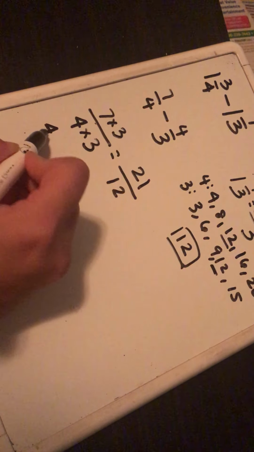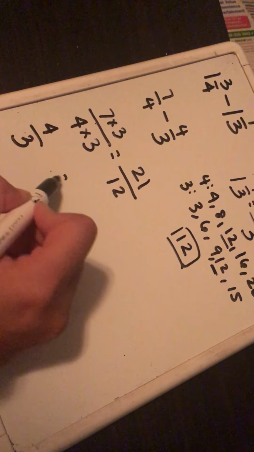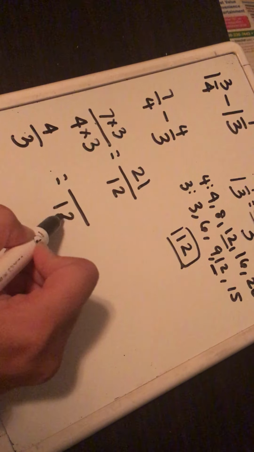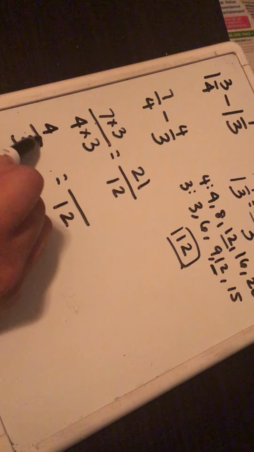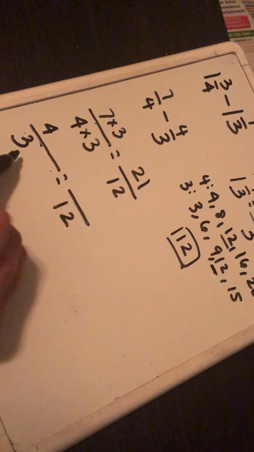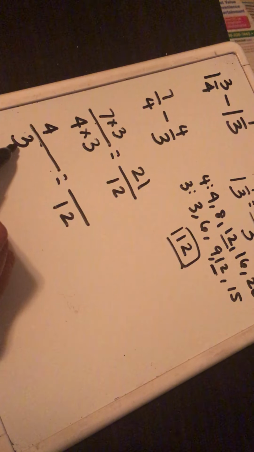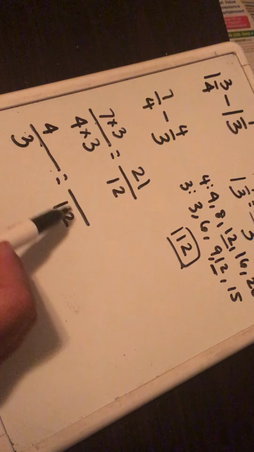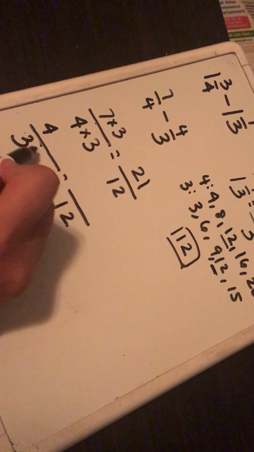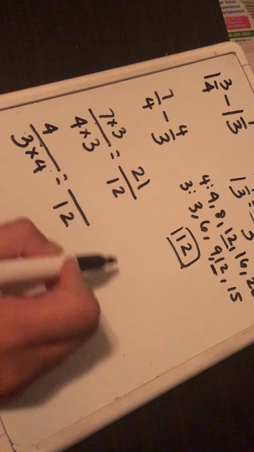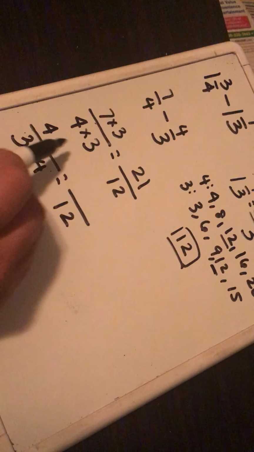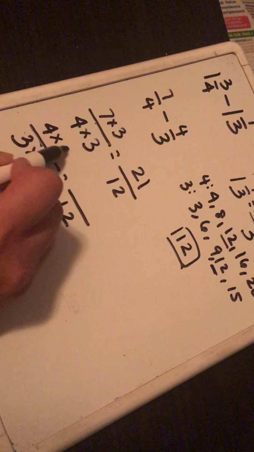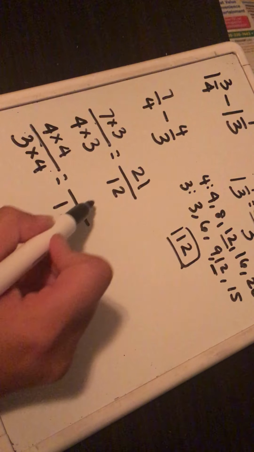And how about 4 over 3? Let's convert that to another fraction where the denominator is 12. Okay, so I have to decide what one number can I multiply 3 with to get 12. So 3 times 4 will give me 12. And because I multiplied the denominator by 4, I have to multiply the numerator by 4. So 4 times 4 is 16.